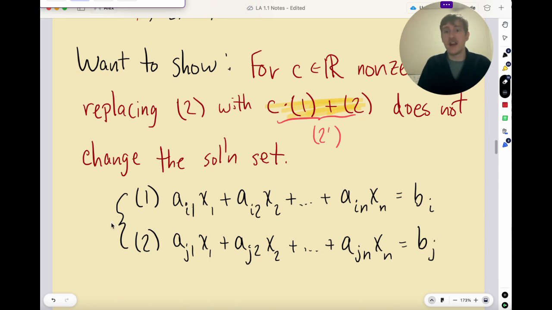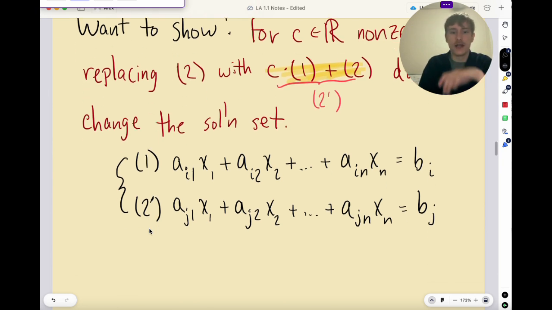Equation 1 is going to remain unaffected. Equation 2 is what I'm going to change. So instead of 2, it's going to be 2 prime. And to get 2 prime, we're going to take equation 2 and we are going to add a multiple of equation 1.